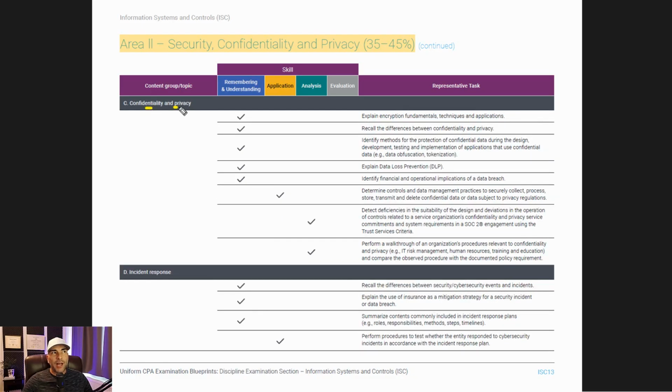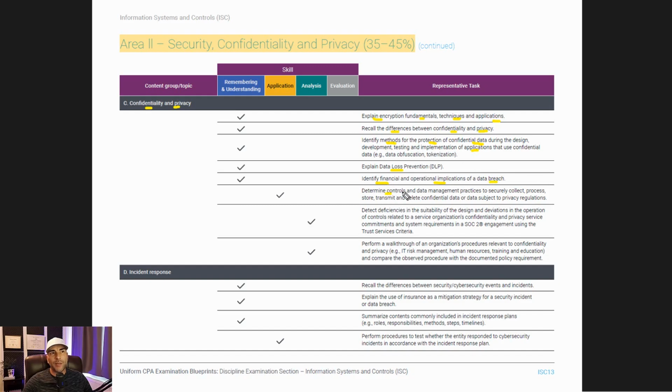Next, we have confidentiality and privacy, where you'll need to explain the encryption fundamentals, techniques, and applications. You'll need to recall the differences between confidentiality and privacy. You'll need to identify the methods for protection of confidential data using the design, development, testing, and implementation of applications. You'll need to explain data loss prevention.